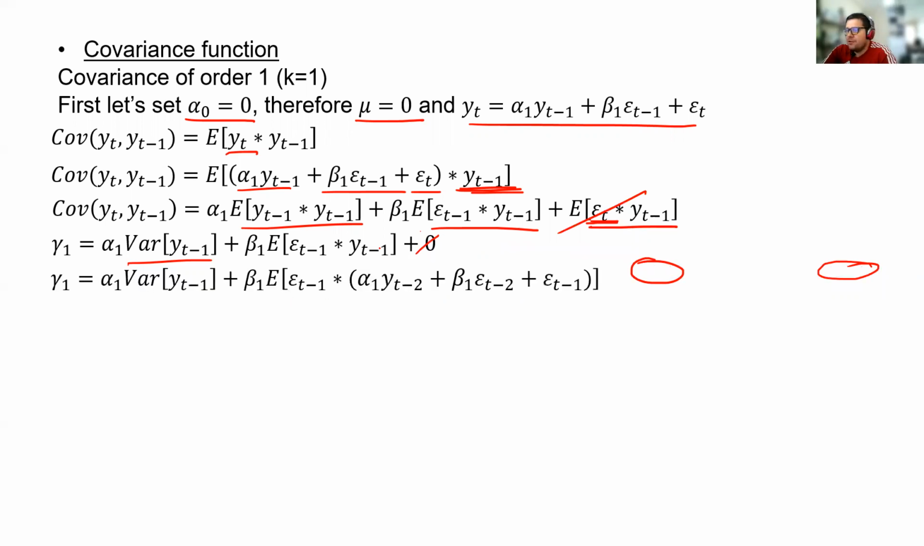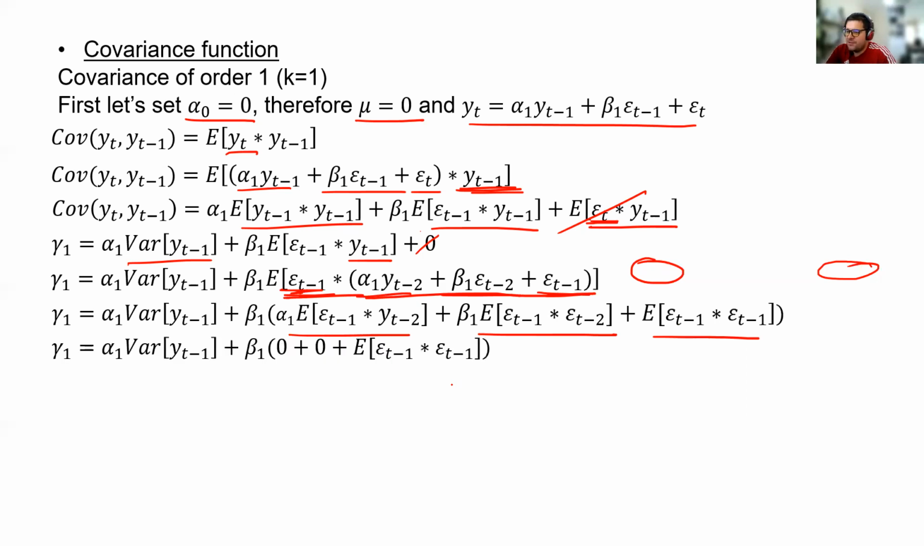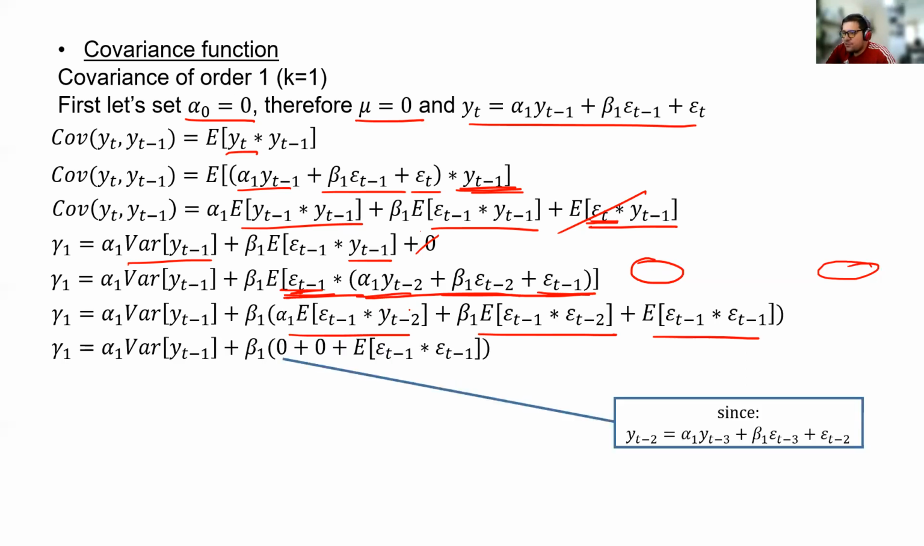Let's keep going. Now we need to expand, so I'm expanding yt minus 1 in here. And then same nine yards, we will multiply. So et minus 1 times this, here. Plus this times this, that's here. Plus this times this, that's here. Again, we are going to check relationships. yt minus 2 is not explained by et minus 1, right? It's not here nor here. So this will go to 0.